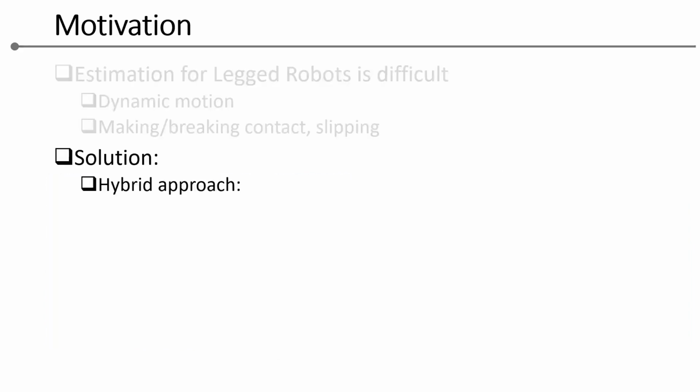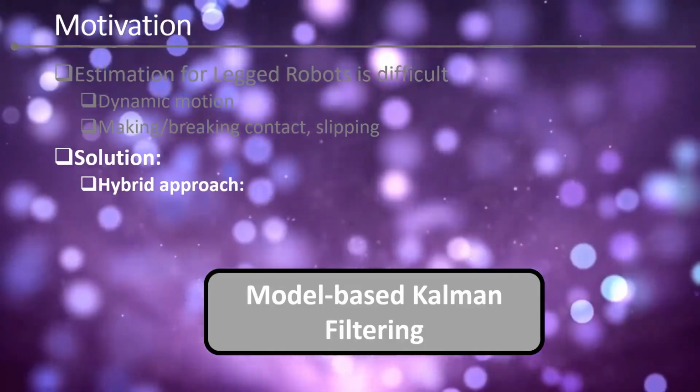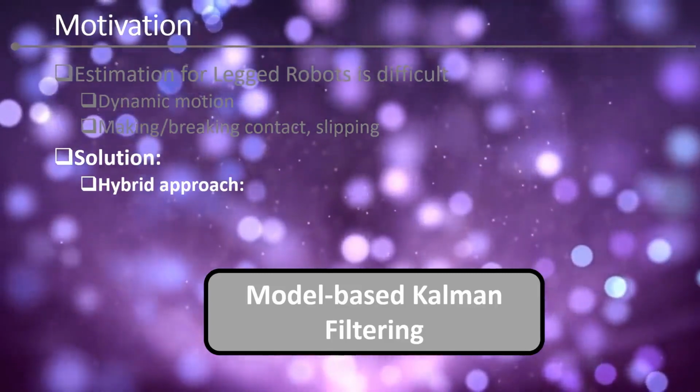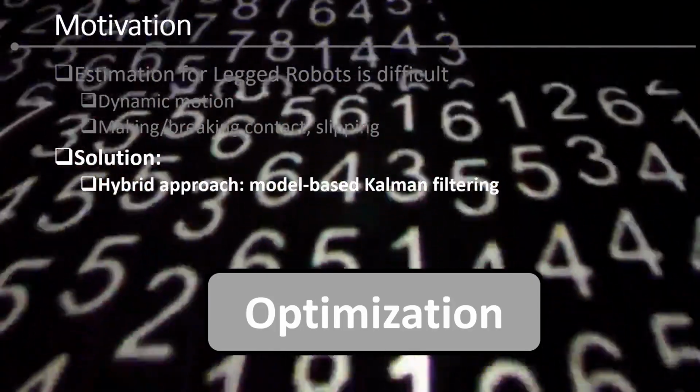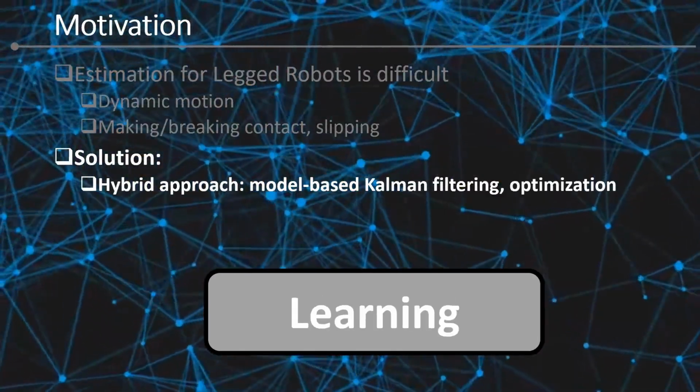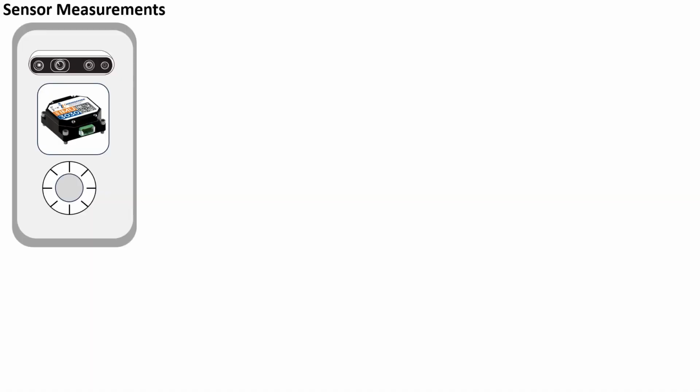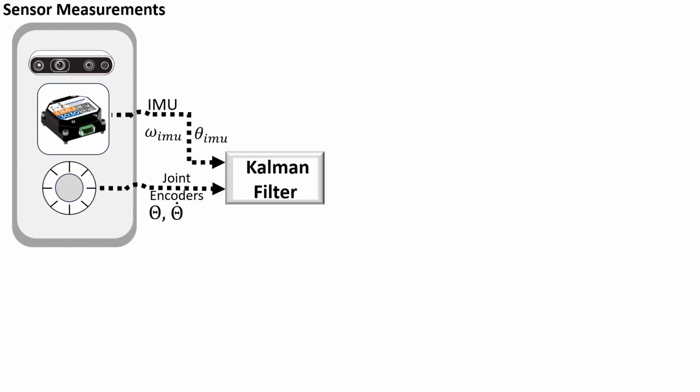Our solution is to employ a hybrid approach, consisting of model-based Kalman filtering so we can employ domain knowledge, optimization for improved robustness, and learning methods to correct for nonlinear errors. We have sensor measurements using a depth camera, IMU, and joint encoders. These measurements are used as input to our Kalman filter.